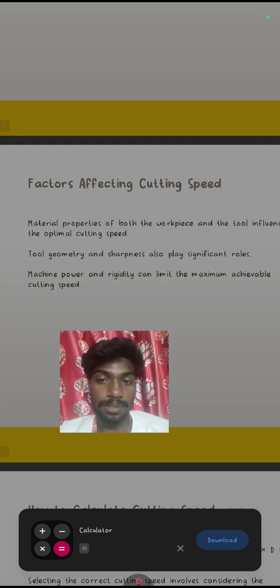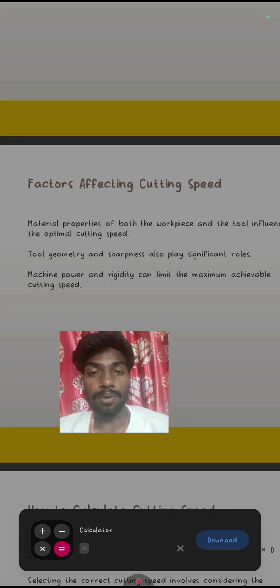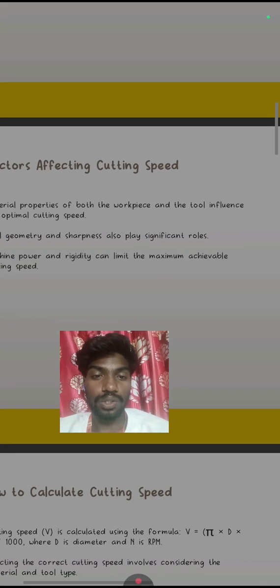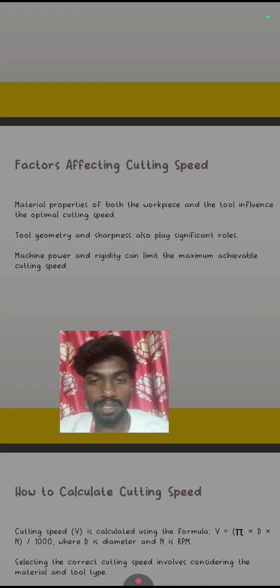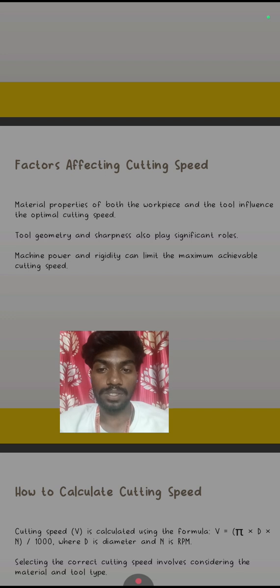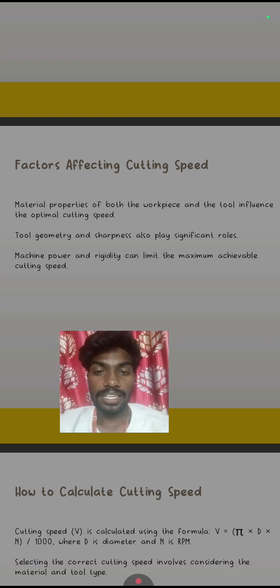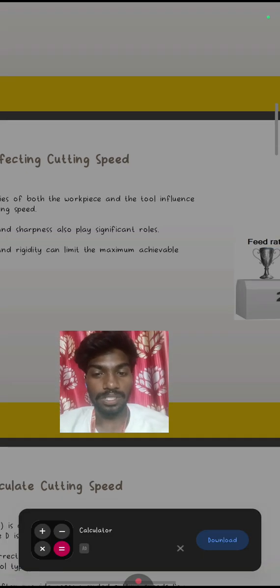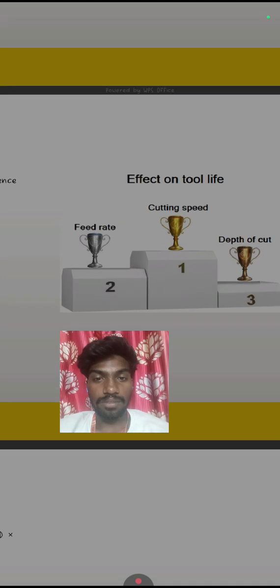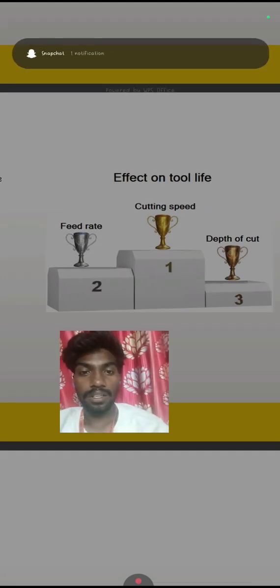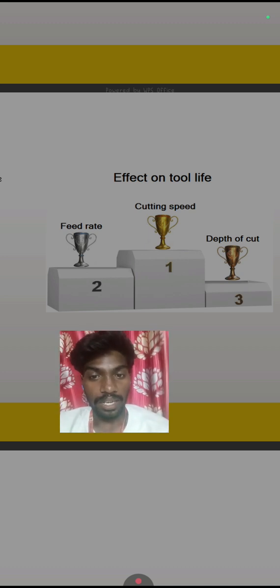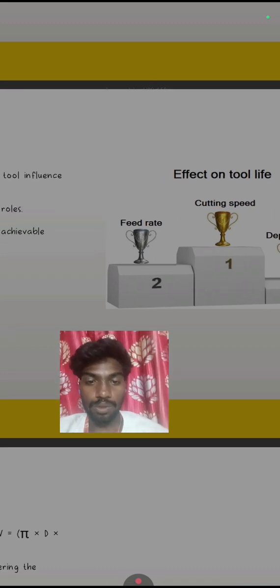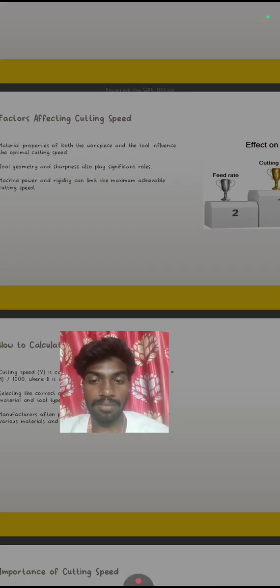Factors affecting cutting speed. Material properties of both the workpiece and the tool influence the optimal cutting speed. Tool geometry and sharpness also play significant roles. Machine power and rigidity can limit the maximum achievable cutting speed. There is a picture. See, effect on tool life. Cutting speed affects it the most, next is feed rate, and the least is depth of cut. These three affect the tool life. Okay, that's the picture there.